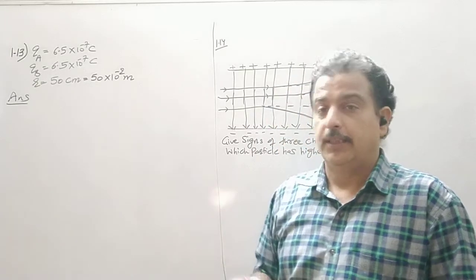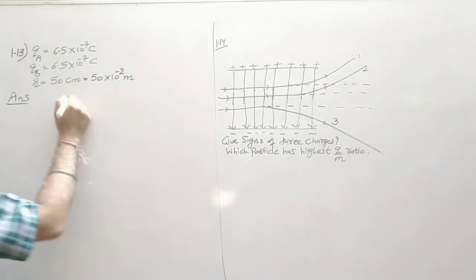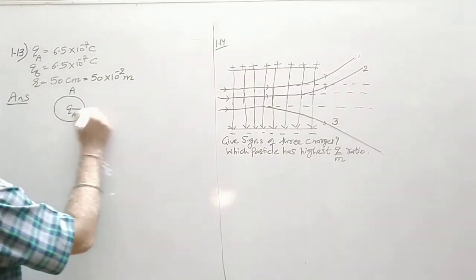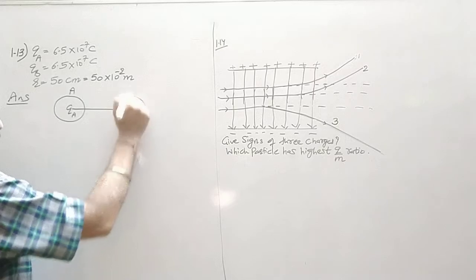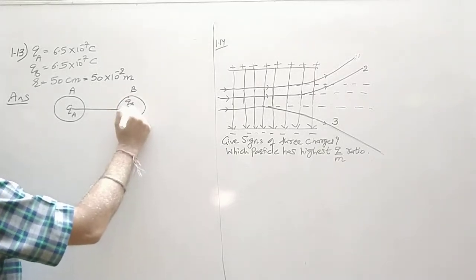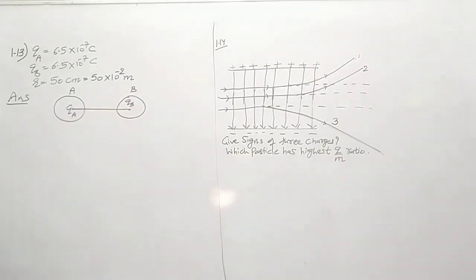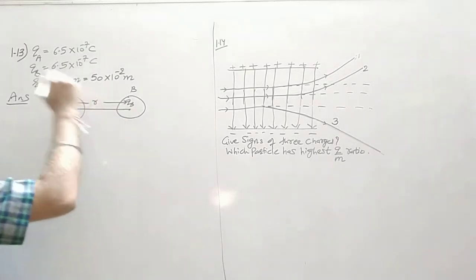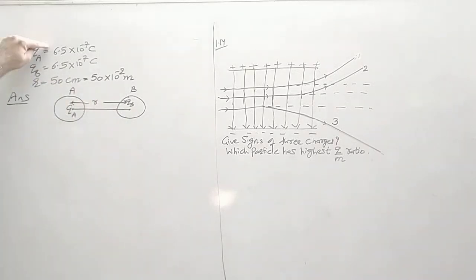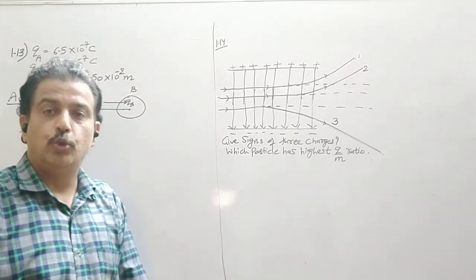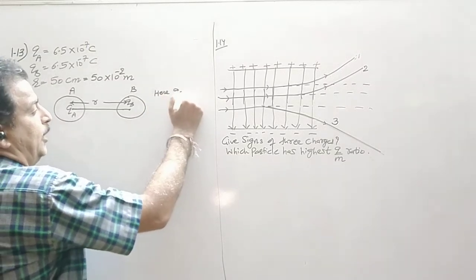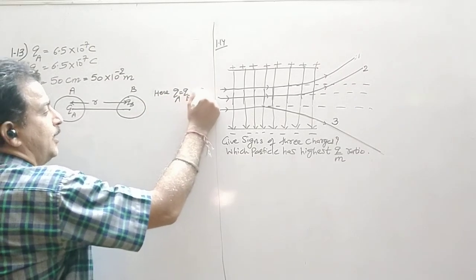So we find out the initial force of interaction. Now this is sphere A having a charge QA. This is sphere B having a charge QB. Distance is measured from center to center. So this distance is R or 50 centimeter. Now since the value is the same, it becomes easier for us to do the calculation. So here QA is equal to QB. Let us take the value Q.